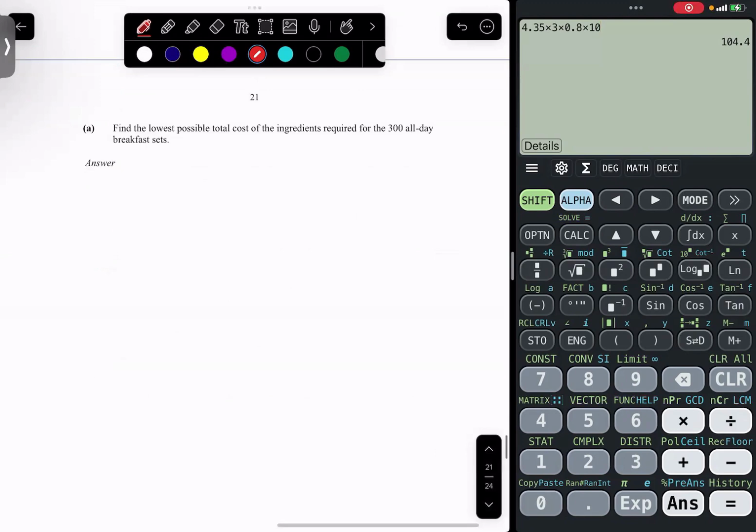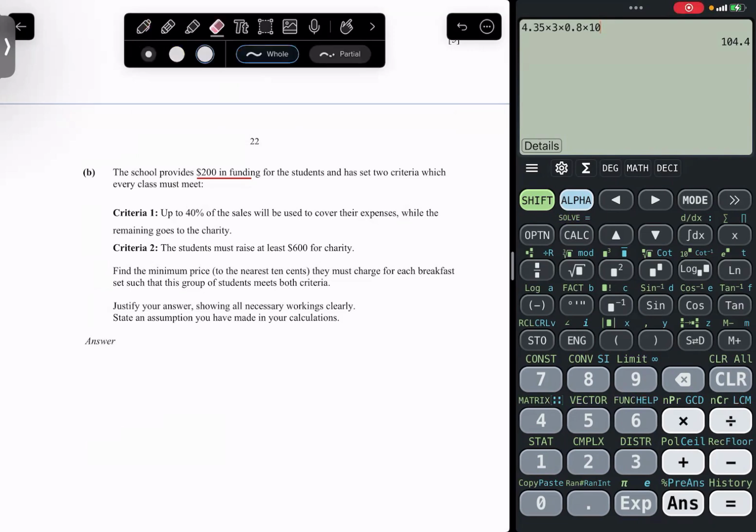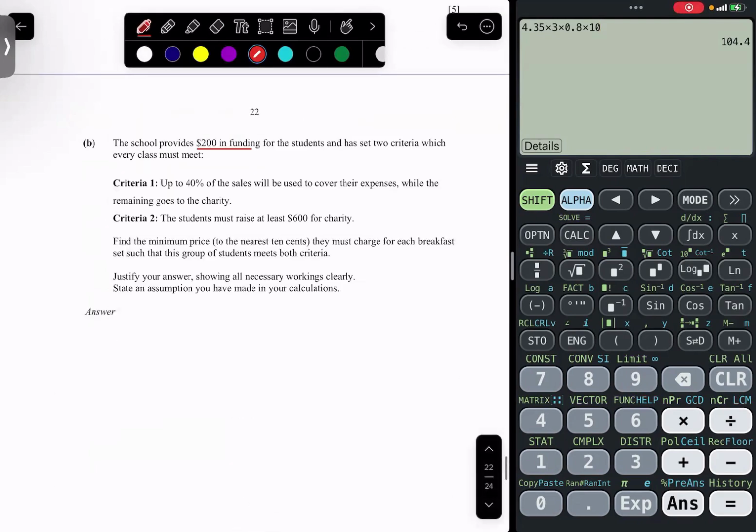First, find the lowest possible cost. Given the choices above, we want to find out which one is the cheapest. The school provided $200 in funding for the students and has set two criteria which every class must meet. Up to 40% will be used to cover the expense, and the remainder goes to charity. Students must raise at least $600 for charity. Find the minimum price they must charge for each breakfast set so that this group of students meets both criteria. This is 5 marks, total 10 marks.